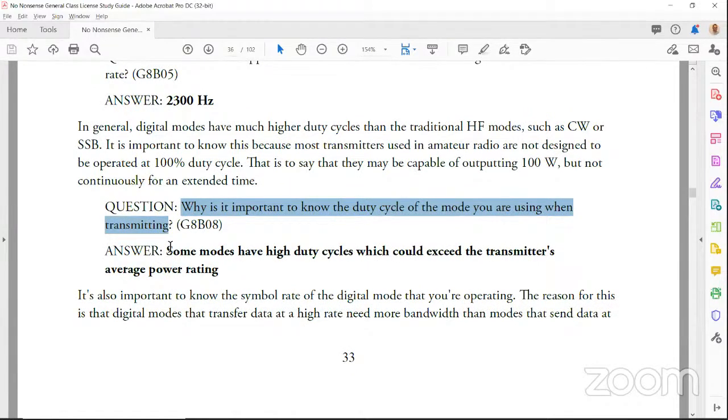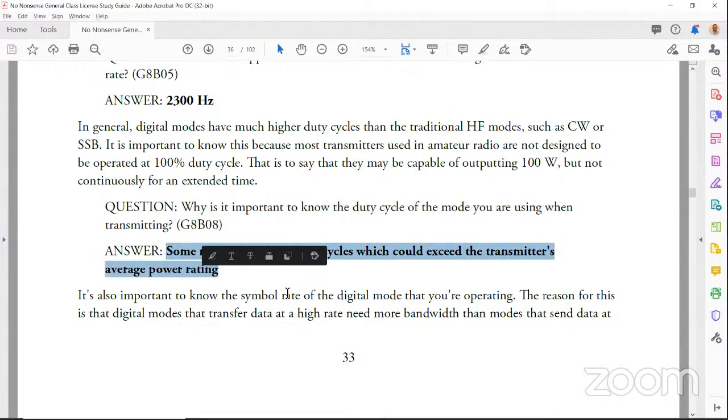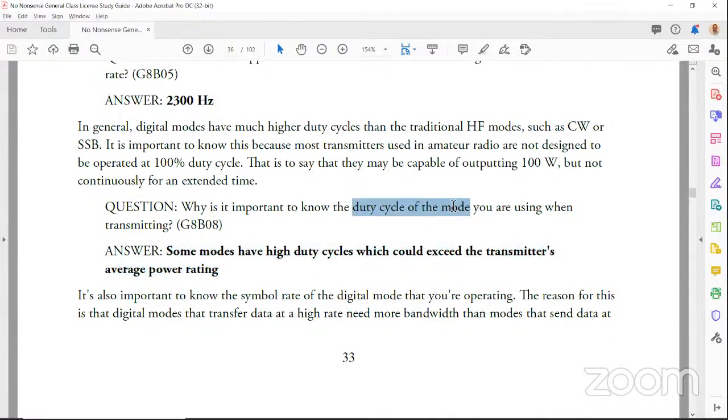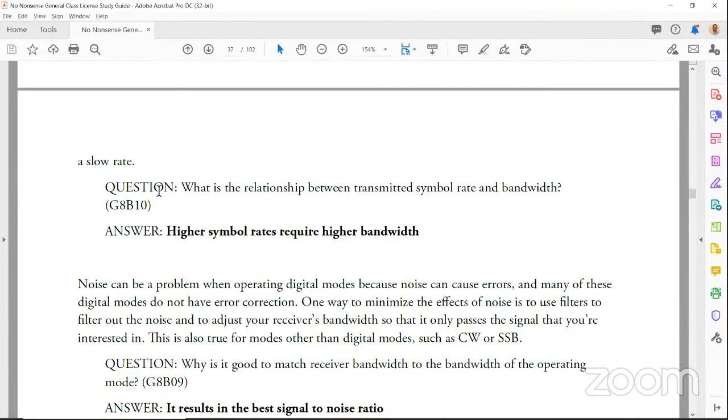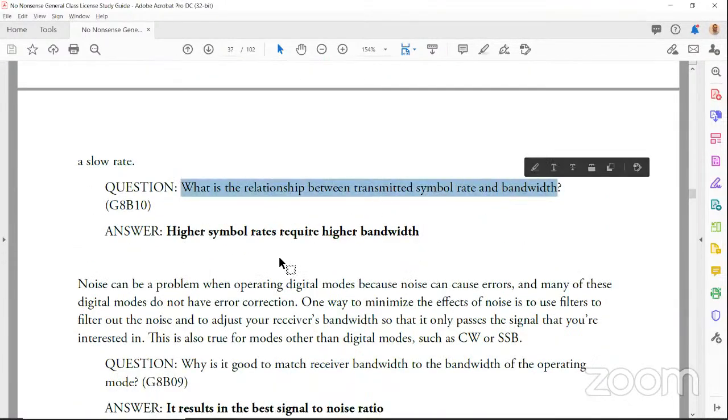So we discussed that in the last class, what duty cycle was, and we said that some of the digital modes have high duty cycles, and that could exceed the transmitter's average power rating. So you can run the risk of burning out your final transistors in your radio, for example, because of the very high duty cycle. So that's why you need to know the duty cycle of the mode that you're transmitting, so you wouldn't exceed the specifications of your radio equipment. Next question in the question pool.